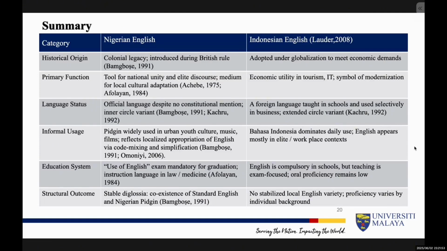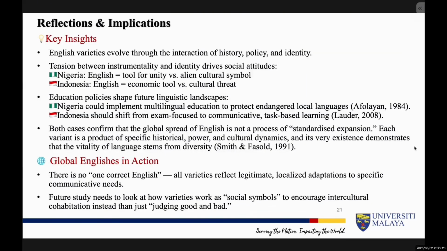And Nigeria has developed a diglossic system. Formal English and Nigerian Pidgin coexist. But in Indonesia, English hasn't developed into a stable local variety. It really depends on individual exposure and education. So next, what can we learn?